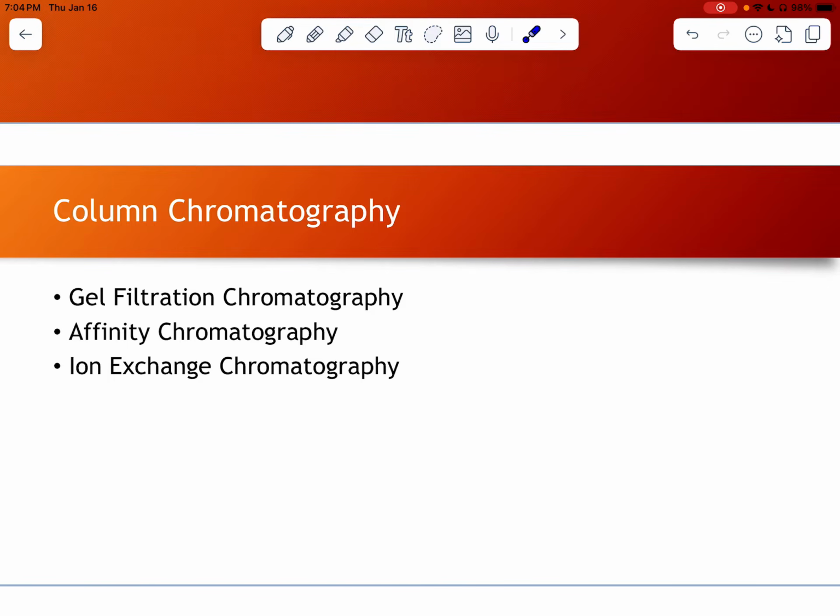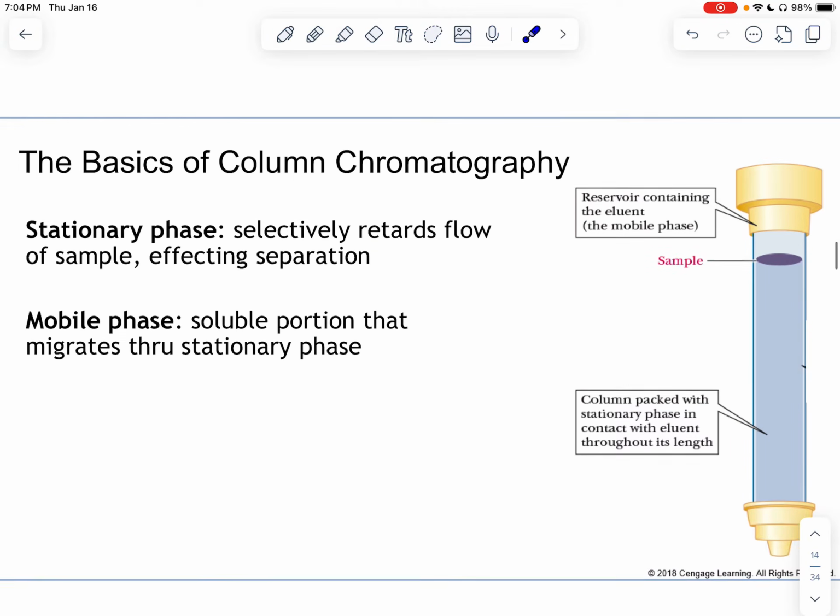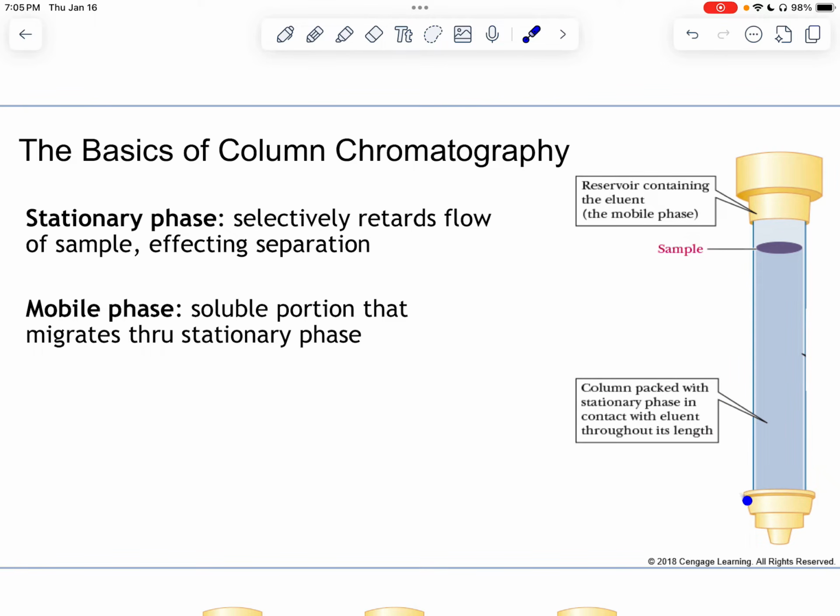And essentially, we are going to look at how the chemical and physical properties of these various proteins affect how they move through a column. And we're going to exploit those differences between the proteins to be able to separate them. So let's start with the basics of column chromatography.